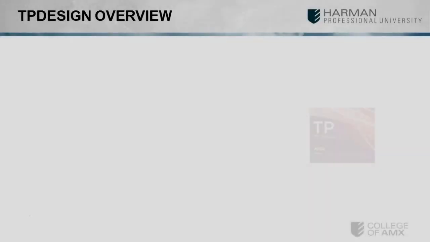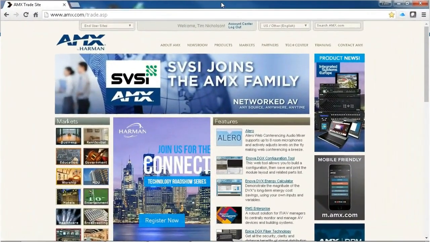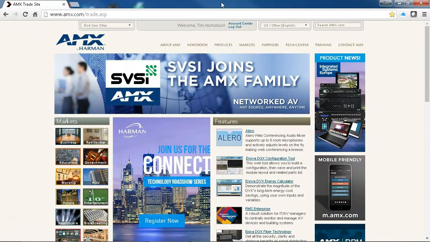In this tutorial, we'll open TPDESIGN 5 software and create a new touch panel project. Let's start by going to the AMX website to download the software.